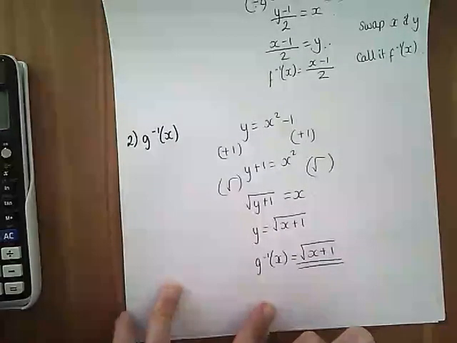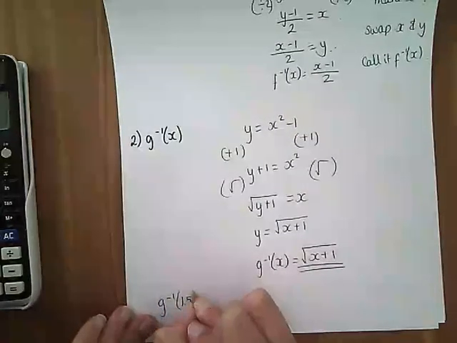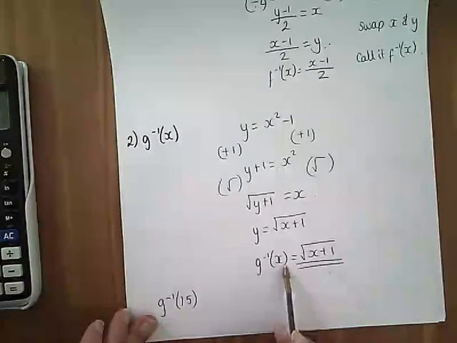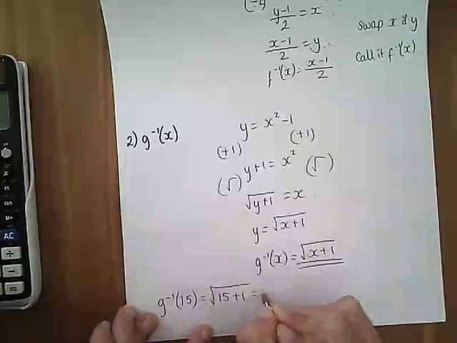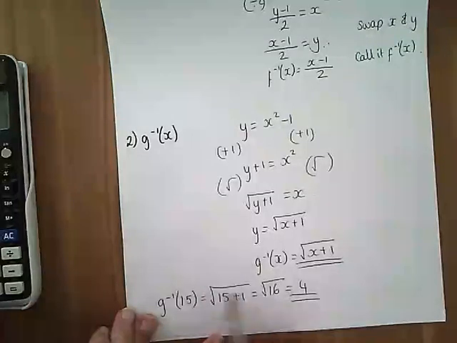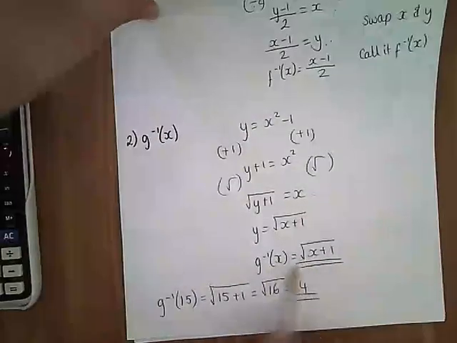Okay? If it asks you to do g to the minus 1 of 15, you would follow this process, find out what g to the minus 1 of x is, and then shove 15 in. So we have 15 plus 1, the square root of it. The square root of 16 is 4. Okay? You'd have to go through the whole process of getting g to the minus 1 of x first, and then sub in your number.